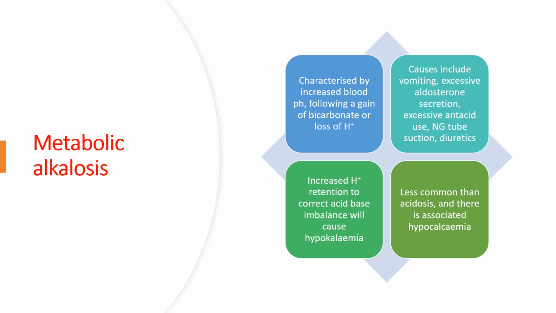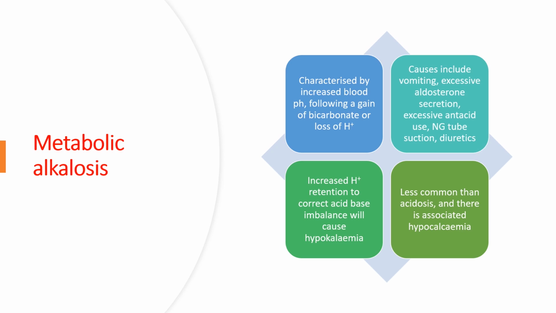Some of the causes include vomiting, in which there is a major loss of hydrochloric acid from the vomiters, and while the stomach is replacing the lost hydrochloric acid, it is inadvertently increasing the secretion of bicarbonate into the plasma, leading to a condition of metabolic alkalosis. Other causes include excessive aldosteronism, essentially in primary aldosteronism, excessive antacid use in patients with peptic ulcer, and including NG suction and diuretics.